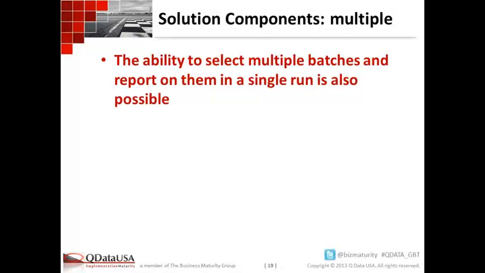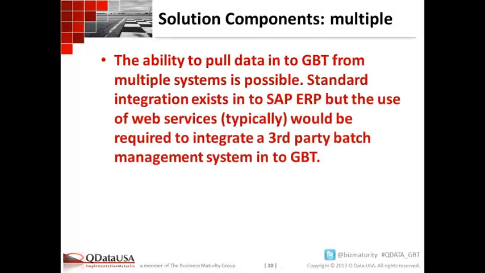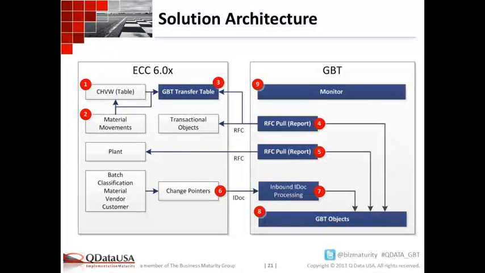Mentioned here we can select multiple batches and report on them in a single run. We have the ability to pull data into GBT from multiple systems. That's fine, and we'll go through that in more of a graphical way in a little bit. So let's look at how does it work. Okay. First of all, material movements are made and stored in the CHVW table. All right, that's SAP standard tables, and there's a few other CHV type tables, but for process orders and so forth. But CHVW table is there.